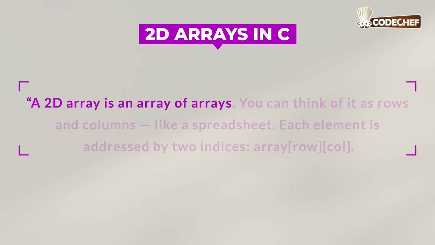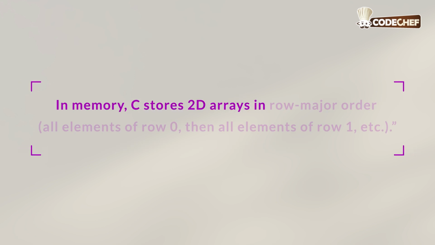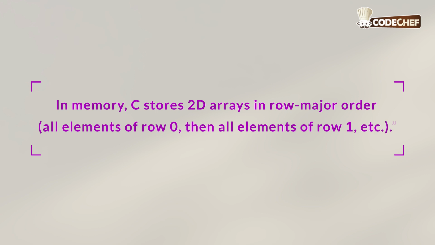A 2D array is an array of arrays. You can think of it as rows and columns, like a spreadsheet. Each element is addressed by two indices: the row and the column. In memory, C stores 2D arrays in row major order: all elements of row 0, then all elements of row 1, etc.